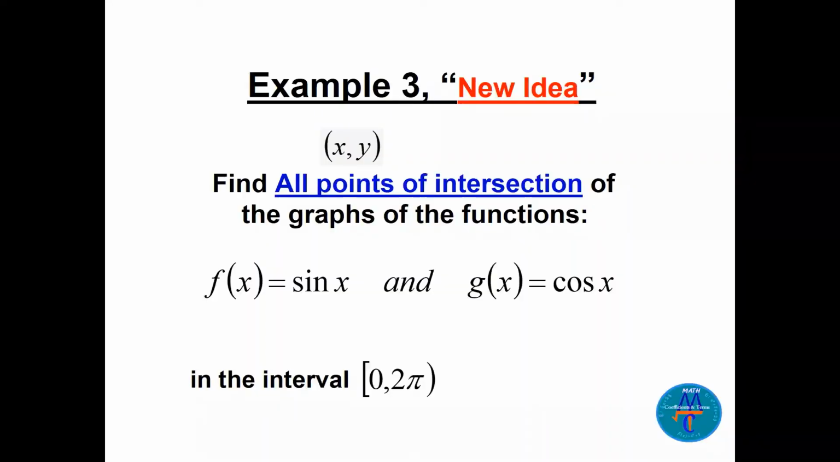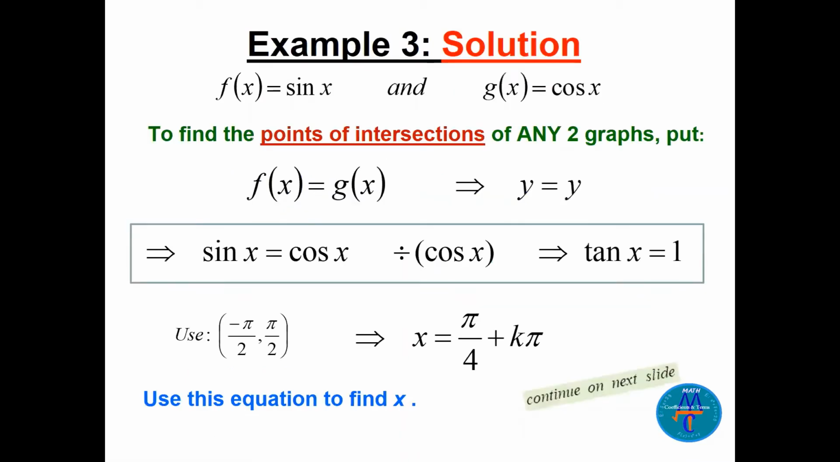Now example 3, we have a new idea here inside. Find all the points of intersection of the graphs of the two functions f of x equals sine of x, and g of x is equal to cosine of x in the interval 0 to 2 pi. Now you can do this by graphing both functions together, and you will look and see the points of intersection. The points means you have to find the x and the y values. But this is not easy when you look at the graphs. Let me show you an algebraic way, which we may have mentioned before.